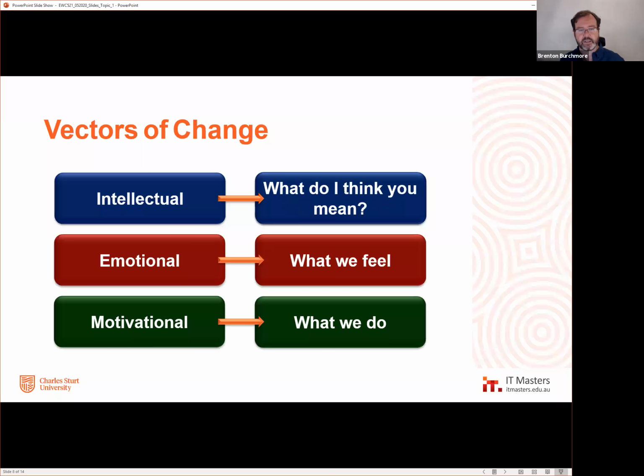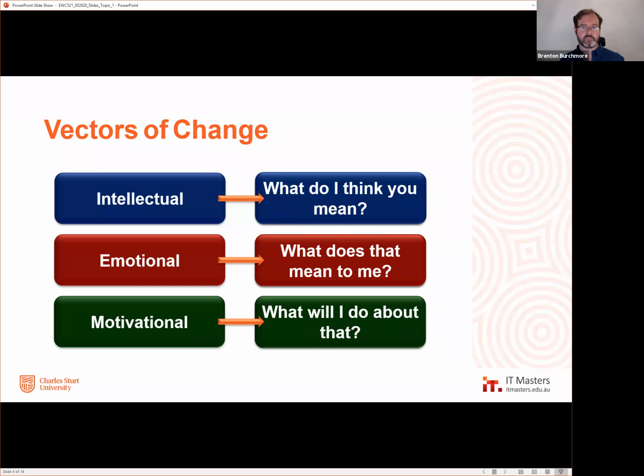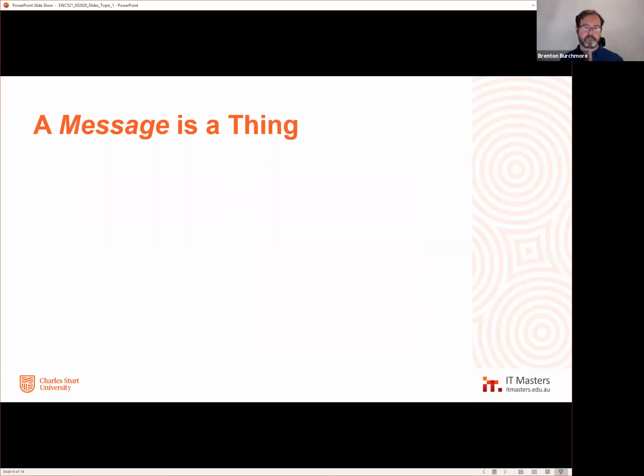This relates back to what we said before. What do I think that person really means? That's the intellectual vector. What does that mean to me? That's my emotional vector. And what am I going to do about it? That's my motivational vector. So we're going to use this. I'm going to come back to this in a number of different ways, in a number of different places.